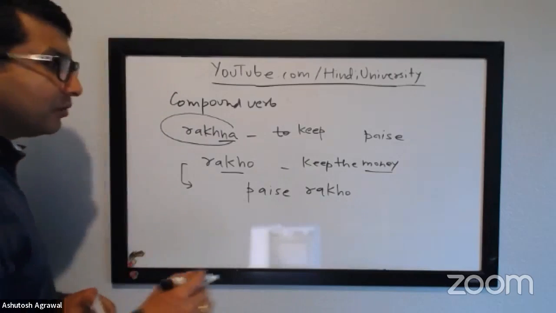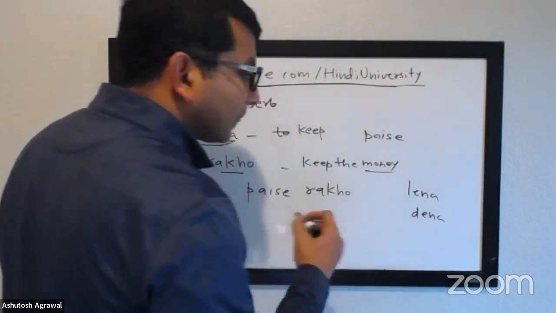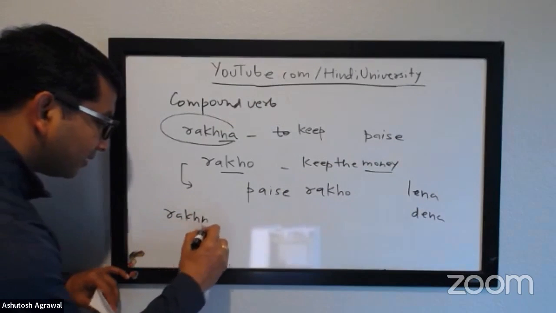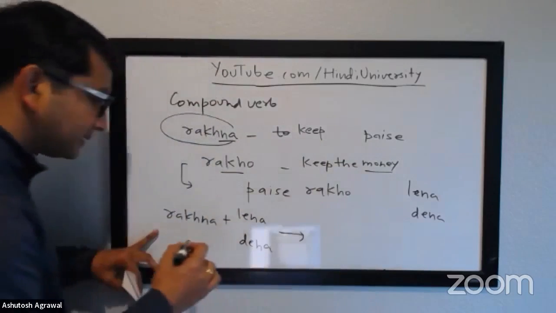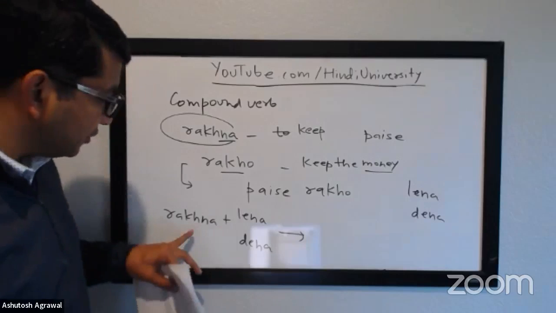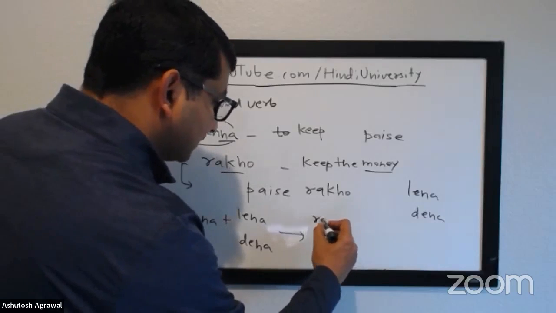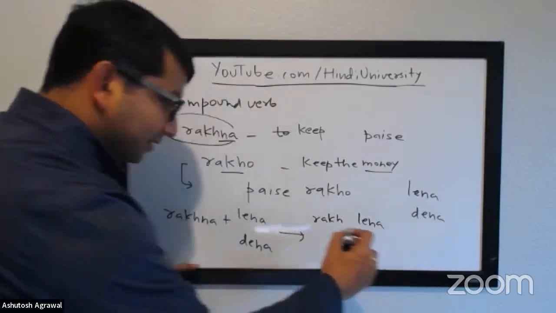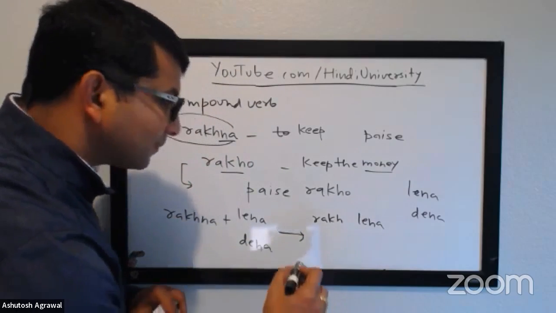Okay. Now we are going to use lena and dena with rakhna. When you're doing that, you have rakhna along with lena and dena. Let's not worry about the sentence. Let's worry about what will be the final word here. Elizabeth ji, you want to unmute yourself? You have rakhna with lena, it will become raklena. Okay, very good. So you have raklena.